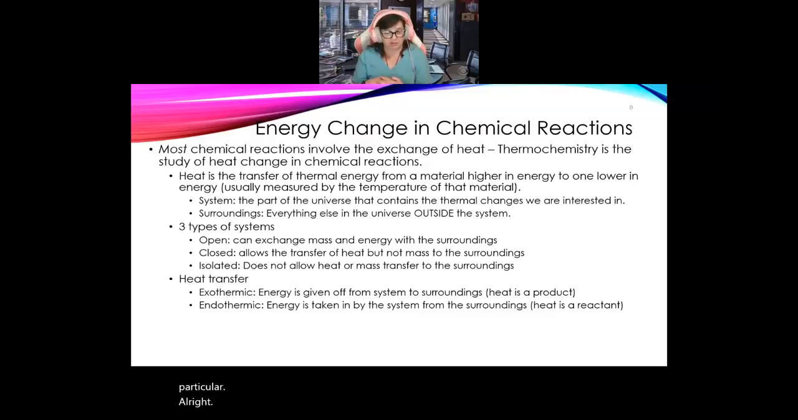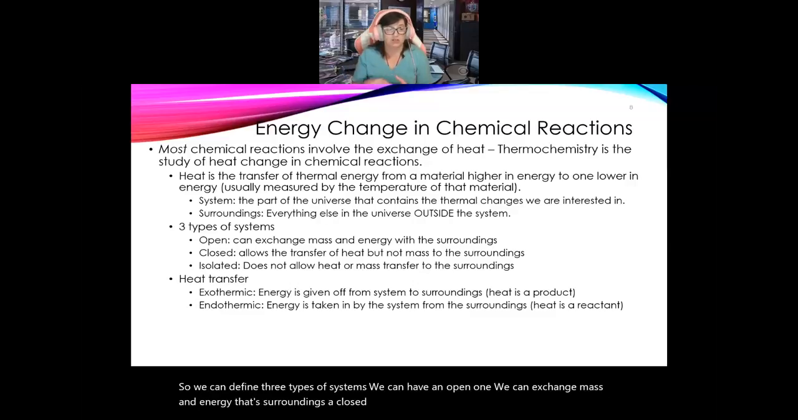So everything else in the universe outside of our system is our surroundings. So we can define three types of systems. We can have an open one. It can exchange mass and energy with its surroundings. A closed one that allows the transfer of heat but not mass to our surroundings. Or an isolated system where we cannot transfer mass or heat.